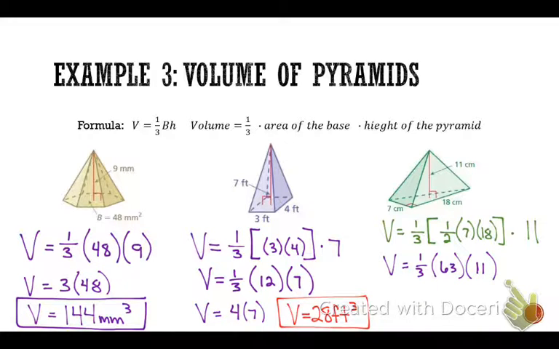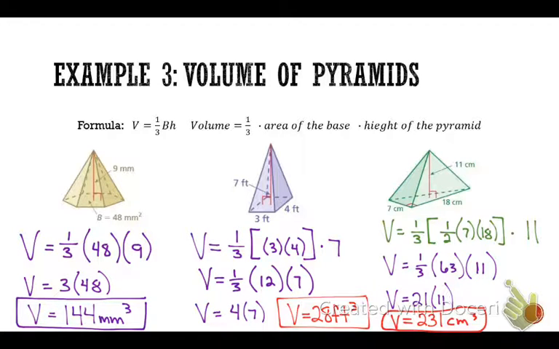Y'all want to do 1/3 of 11? No, that's going to be repeating. Yeah, very good. So could I evenly divide 63 by 3? If it's 1/3, all I'm doing is taking that number and dividing it by 3. 63 divided by 3, 21 times 11. Okay, what's 21 times 11? 231. All right, 231.